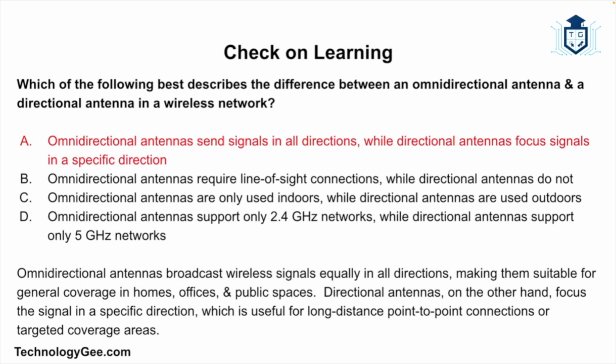And the correct answer is omnidirectional antennas send signals in all directions, while directional antennas focus signals in a specific direction. Omnidirectional antennas broadcast wireless signals equally in all directions, making them suitable for general coverage in homes, offices, and public spaces. Directional antennas, on the other hand, focus the signal in a specific direction, which is useful for long-distance point-to-point connections or targeted coverage areas.